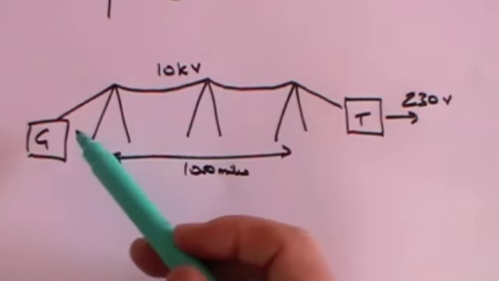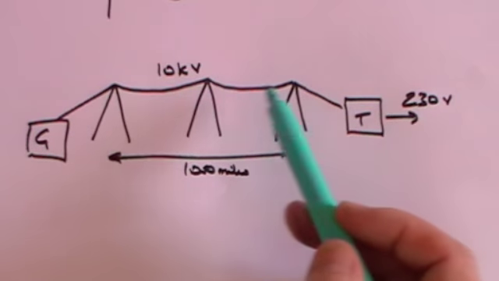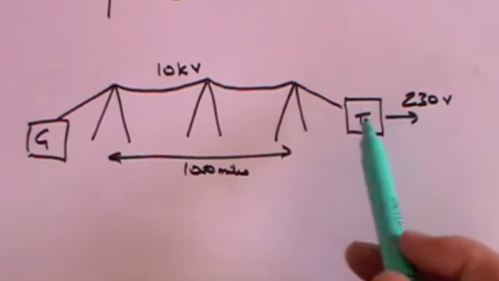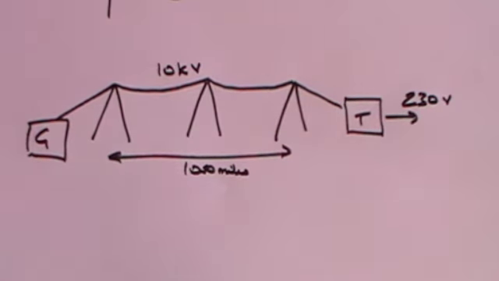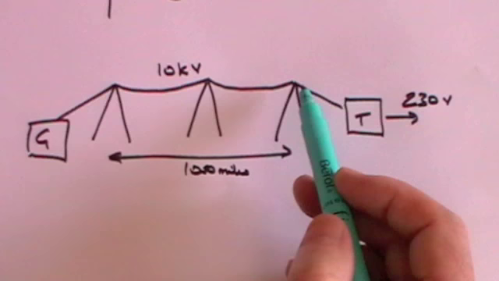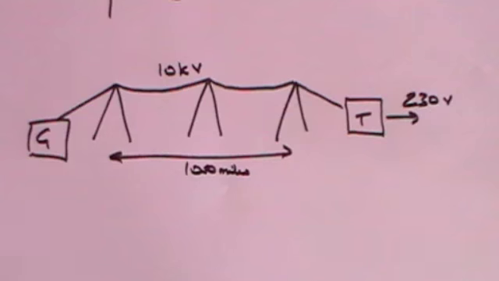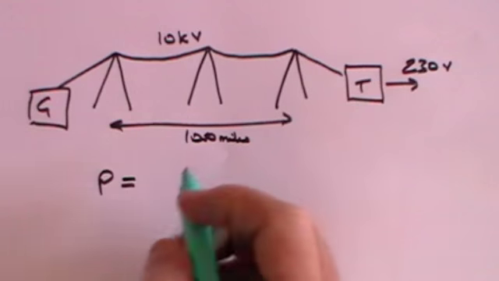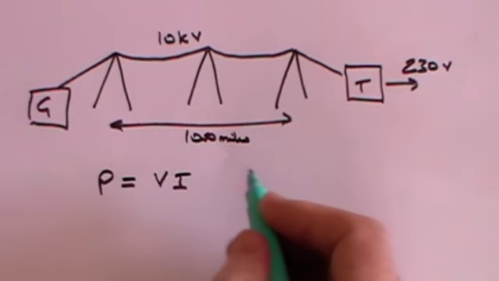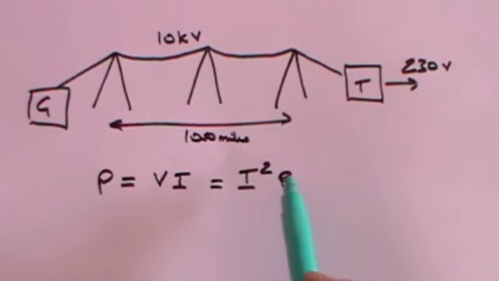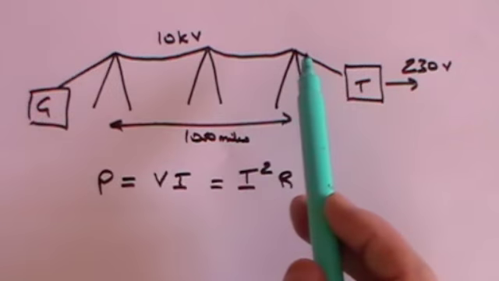Now, why do we bother? Why don't we just send this at 230 volts across the pylons, across the country, and then we don't need to bother about a transformer at this end? And the reason is that you get a very high power loss in the cable if you send it at voltages like 230 volts. And let's see why. We know that the power loss in this cable is going to be the voltage times the current, which can also be written as I squared R. The current squared times the resistance of this cable.